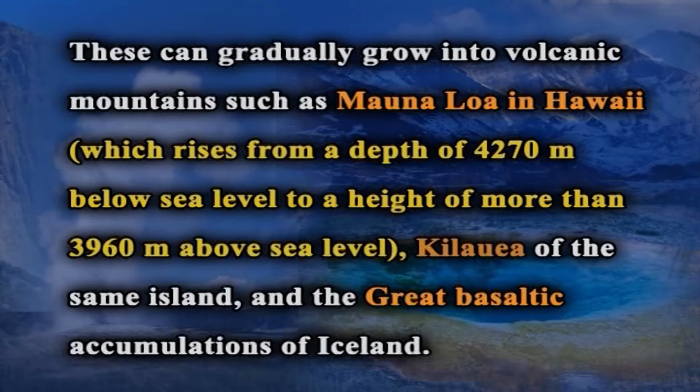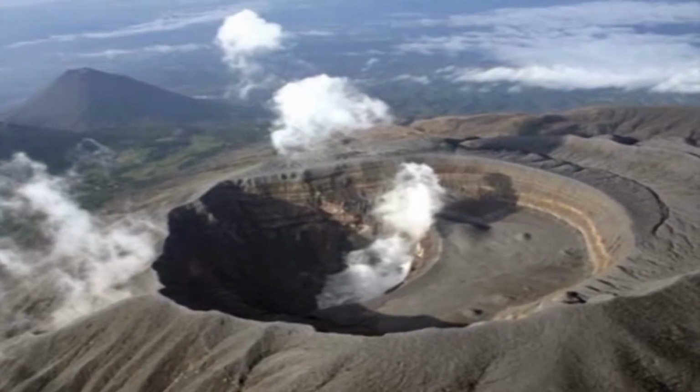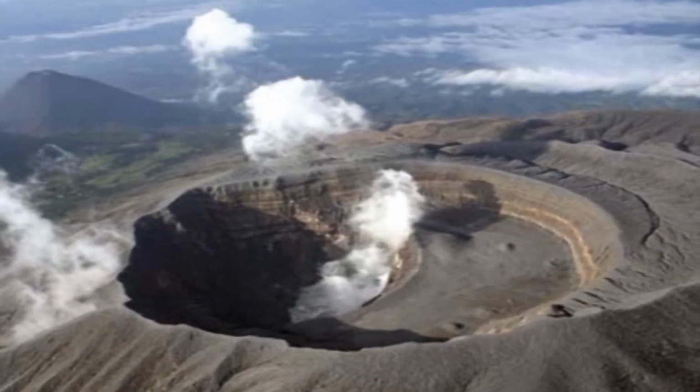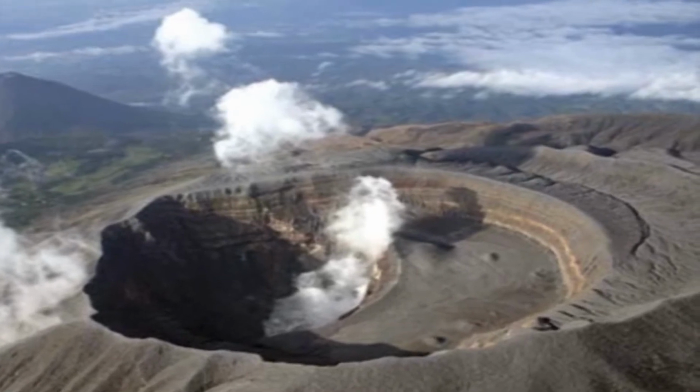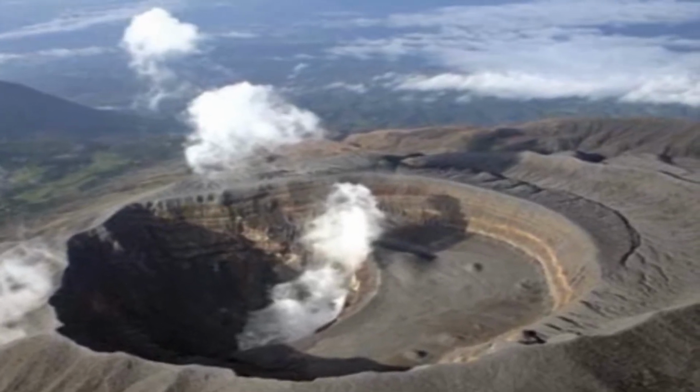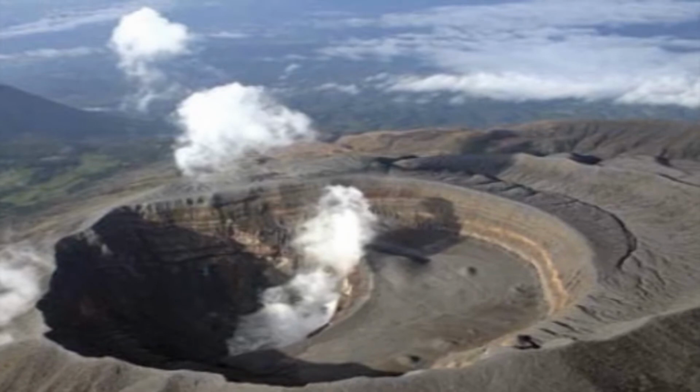depth of 4,270 meters below the sea level to a height of more than 3,960 meters above sea level. Kilauea of the same island and the great basaltic accumulations of Iceland. Volcanic mountains seem to have their origins connected to deep faults that extend below the Earth's crust to the mantle which supplies their building materials.